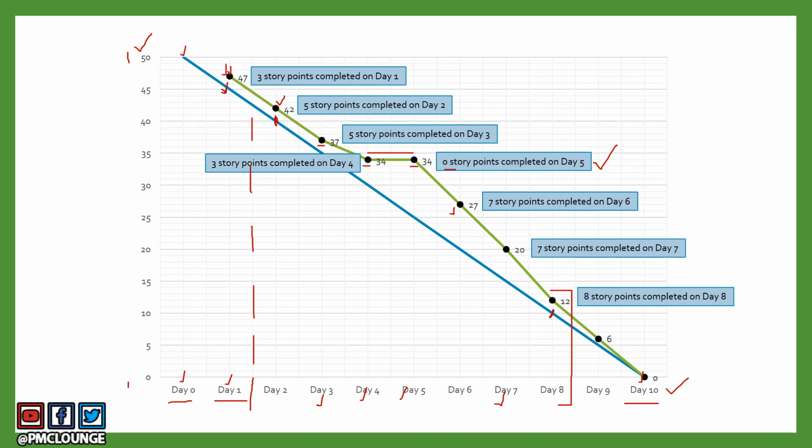And on the remaining 2 days, the team was able to complete 6 story points on day 9, and then 6 story points again on day 10 to meet the sprint goal and complete all 50 story points.